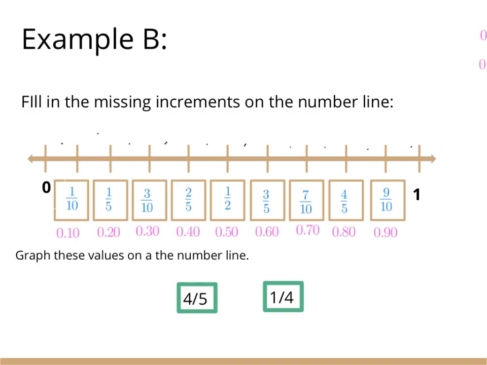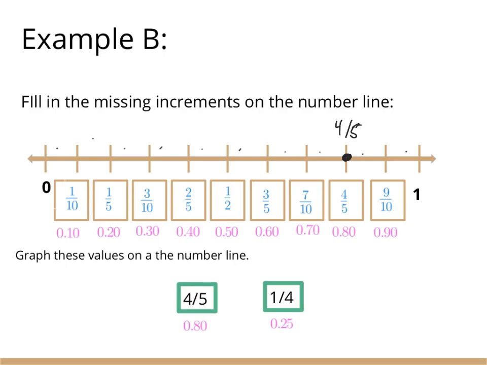But I'm going to go ahead and move everything into a decimal. So 4 divided by 5 is going to give me 0.8. And 1 divided by 4 is going to give me 0.25. So I've got everything as a decimal now. So I'm going to go ahead and graph those on my number line. So I've got 0.80. I know that's going to go right here on this line. So I've got 4/5 right over the 4/5.